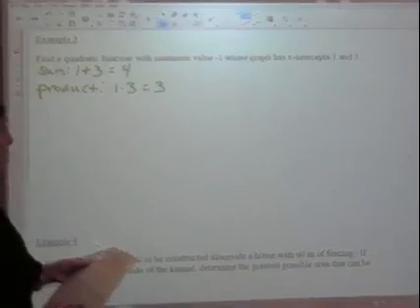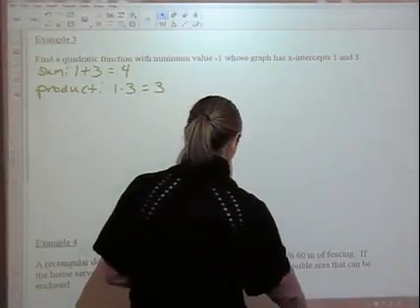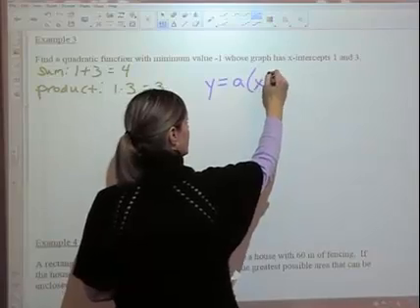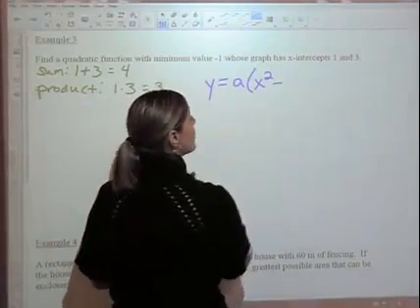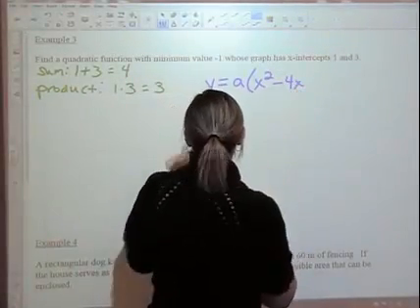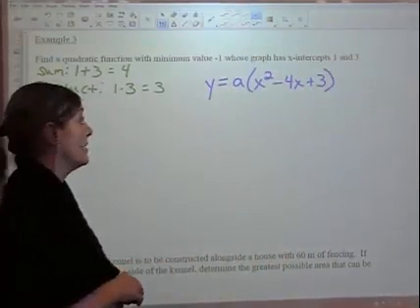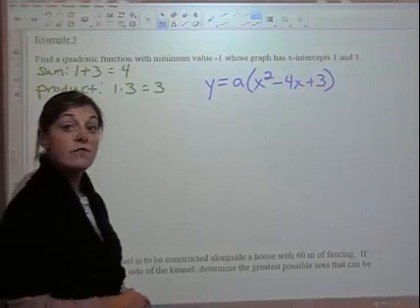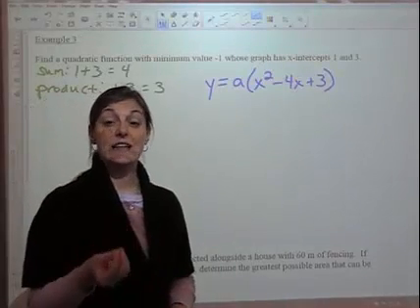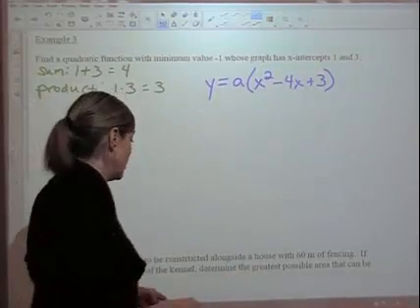All right, so we know that we're going to have an equation that is y equals, and we're going to have some number a in front, times x squared minus the sum, which was 4x, plus the product. Okay, so now we need to figure out what that a is. But we know that the minimum value is negative 1. So the y value of the vertex is negative 1. So let's take a look at that.